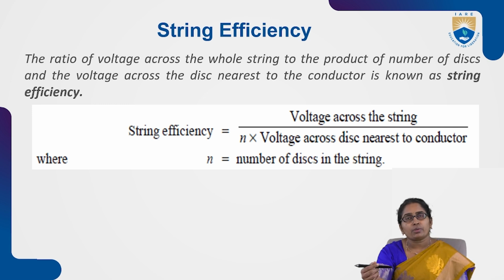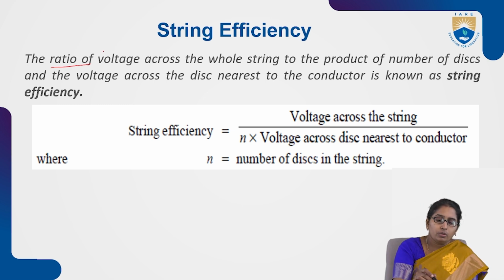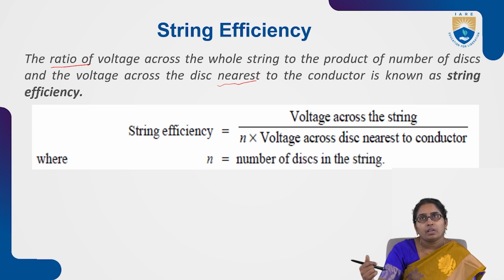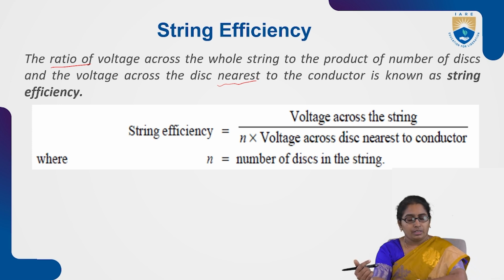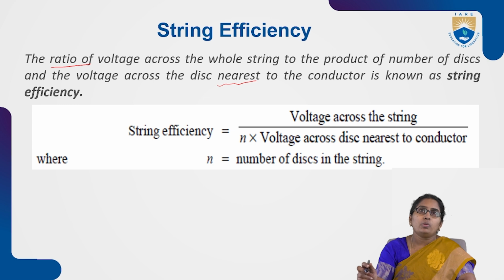The ratio of voltage across the whole string to the product of the number of discs and the voltage across the disc nearest to the conductor is known as string efficiency. So that is how the string efficiency is defined: the ratio of voltage across the whole string to the product of the number of discs and the voltage across the disc nearest to the conductor.